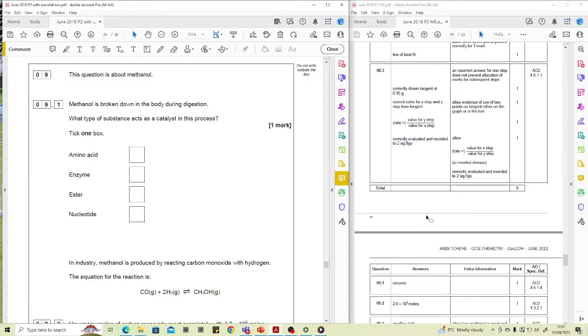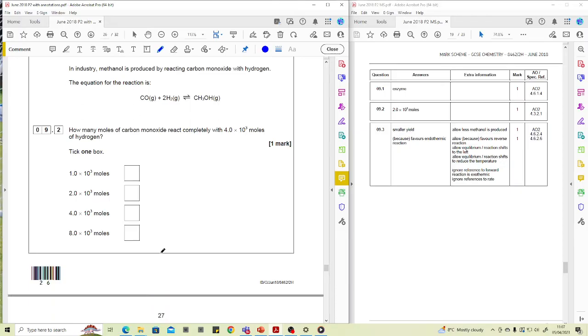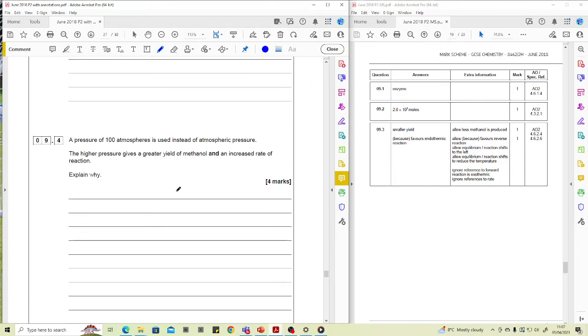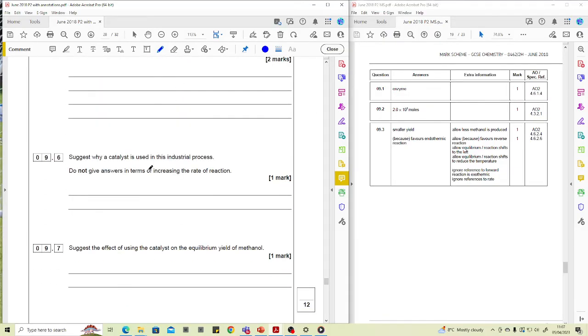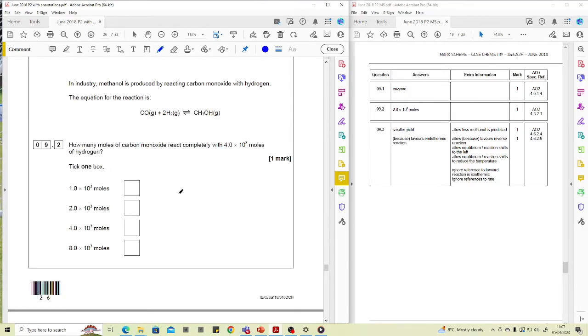Question 9. So, methanol is broken down in the body during digestion. What type of substance acts as a catalyst? Okay, so it's an enzyme. And we're looking at an equilibrium, so let's just check. Yeah, we've got some descriptions to do of what happens to the yield, and we've got to talk about effective catalyst. So it's very like a Haber process question, so let's go back and answer everything.